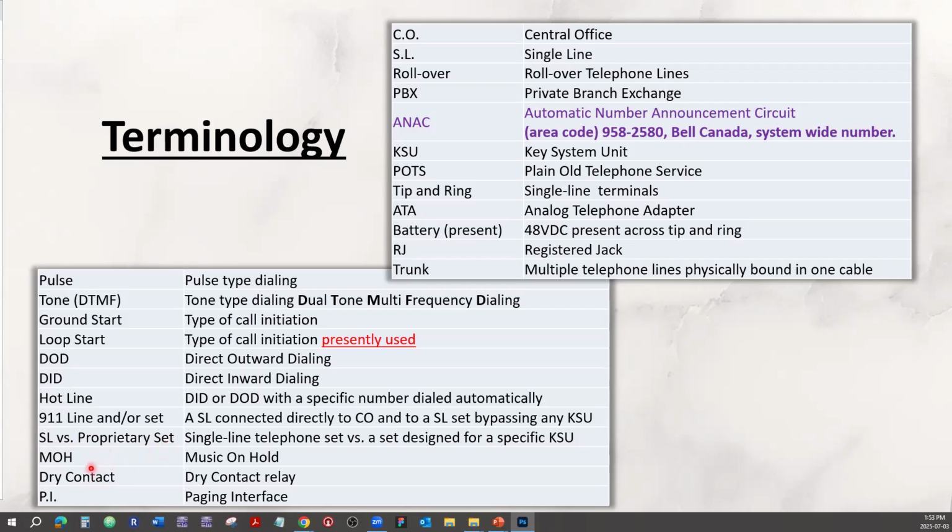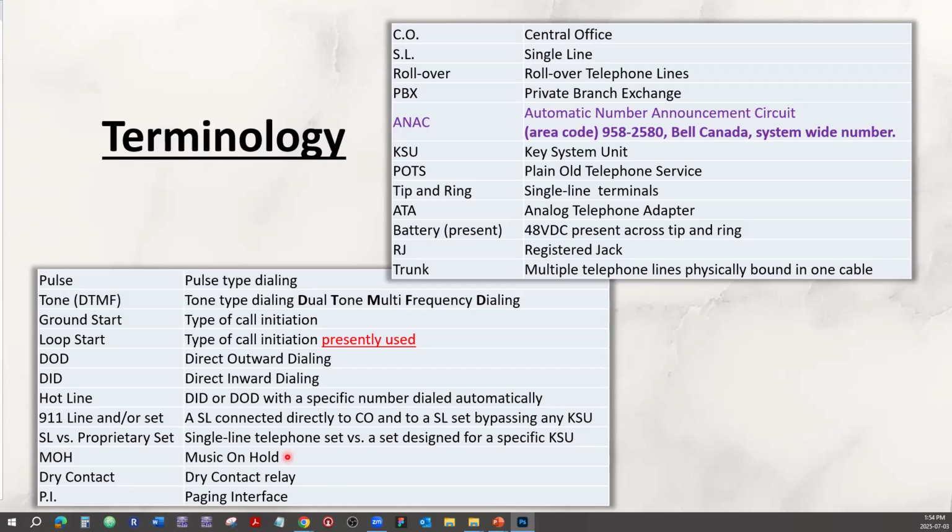Now, MOH, music on hold. Why am I even mentioning that? Well, somebody was very clever with this one. Maybe I told you that already. Music on hold is, well, excuse me, sir, can I put you on hold? Yeah, sure. And then you listen to that music, right? Until somebody decides to pick up the phone call again.